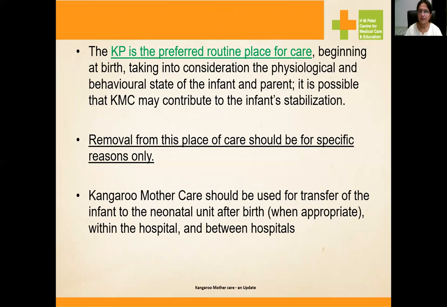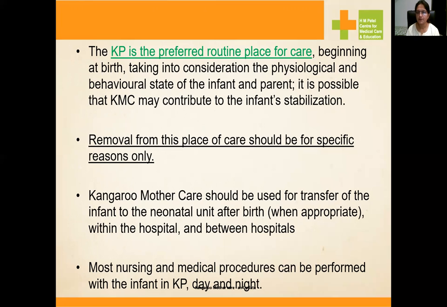So, in a nutshell, the kangaroo position is the preferred routine place for care beginning at birth, taking into consideration the physiological and behavioral state of the infant and parent. It is possible that KMC may contribute to the infant's stabilization. Removal from this place of care should be for a specific reason only, and kangaroo mother care should be used for the transfer of the infant to the neonatal unit after birth when appropriate, within the hospital and between hospitals.